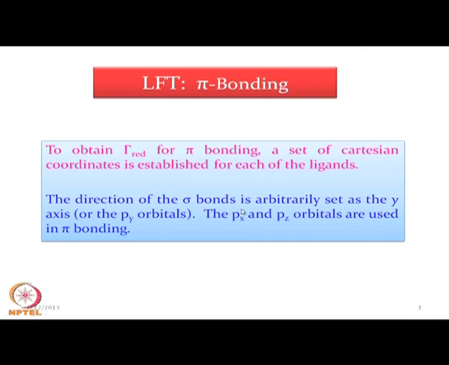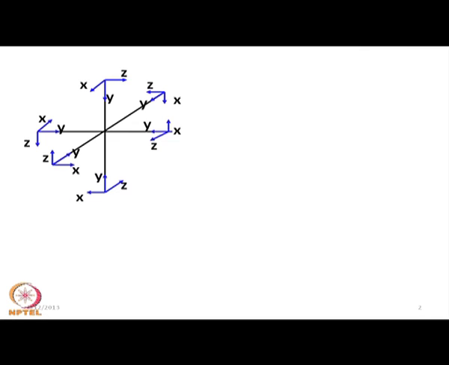So, the direction of the sigma bond is arbitrarily set as the y axis, that means all the py orbitals are taken out from the ligand set. If there are 6 ligands for octahedral symmetry, then 6 py orbitals from 6 ligands have been taken out for the sigma bond formation with the metal center. So, the remaining px and pz orbitals should be used for pi bonding interactions.